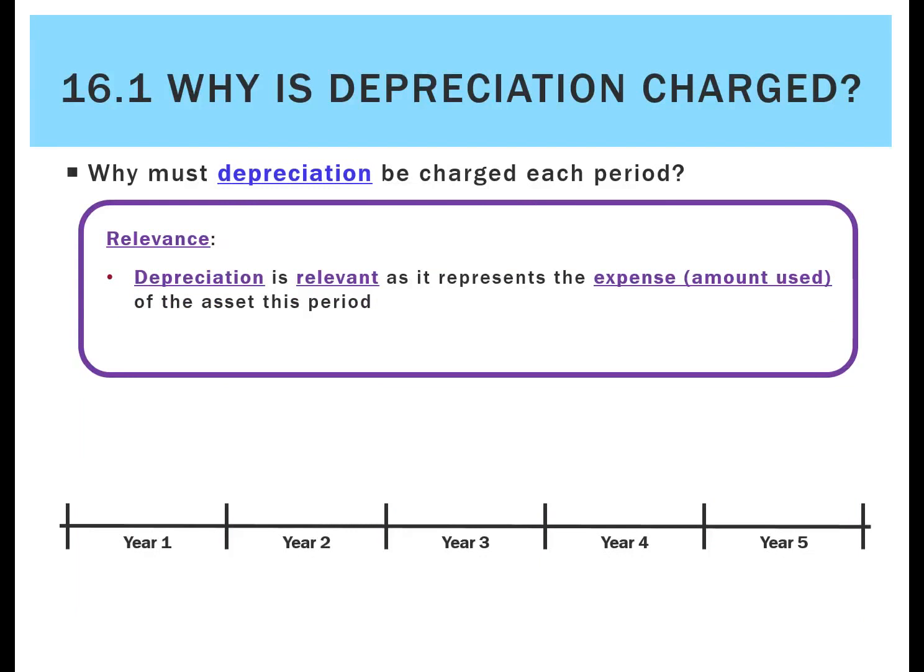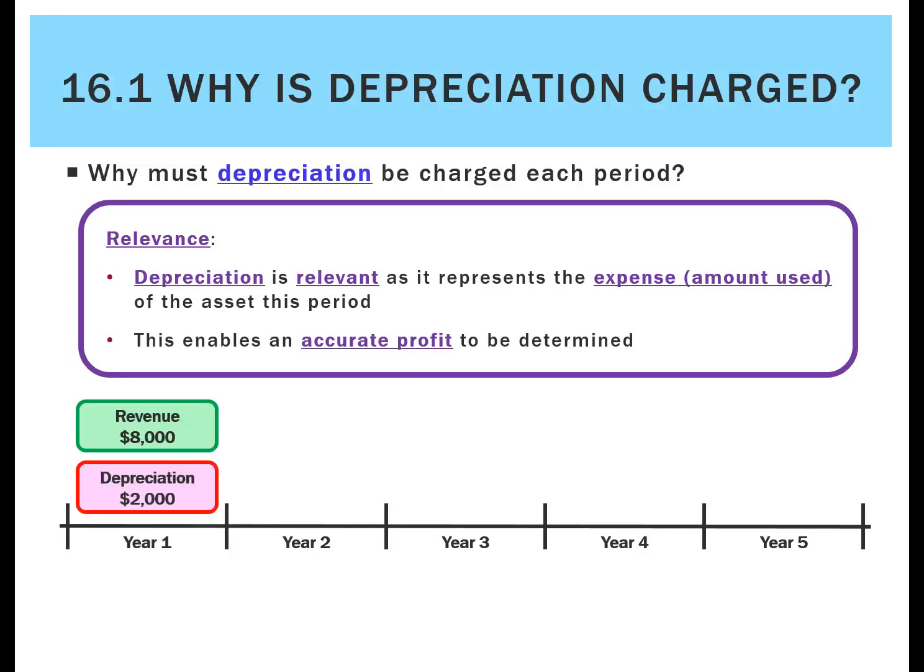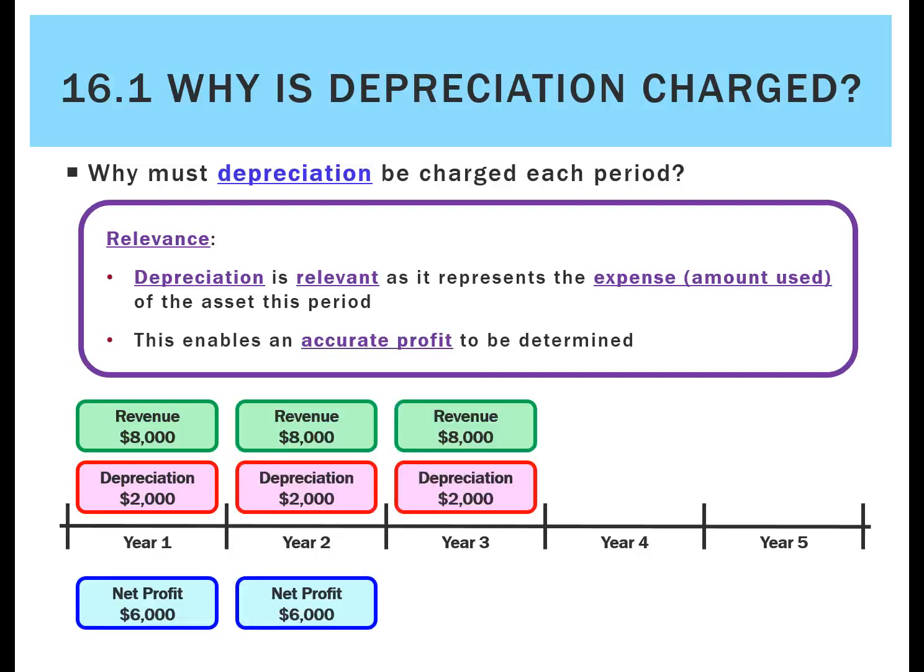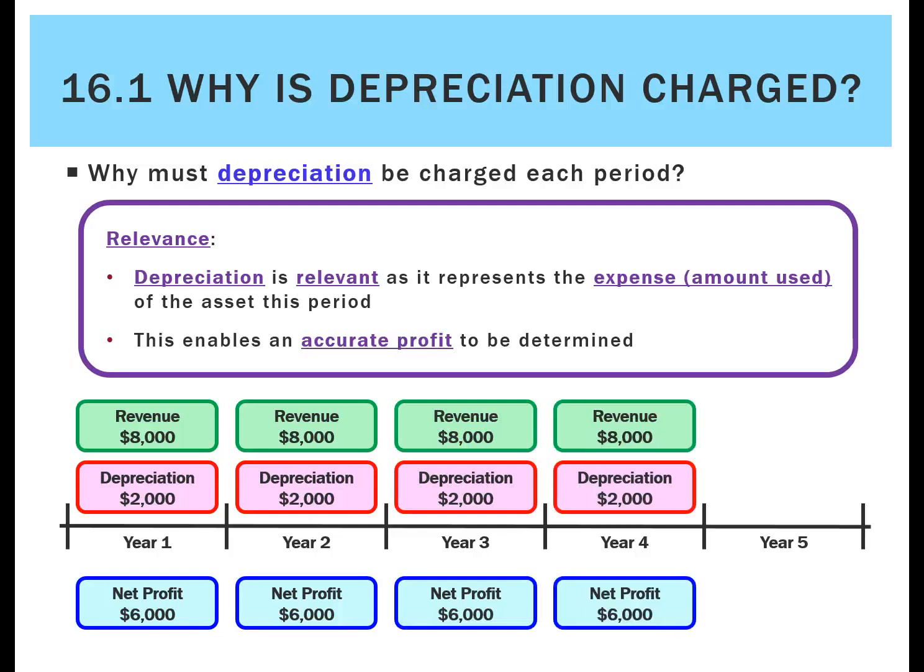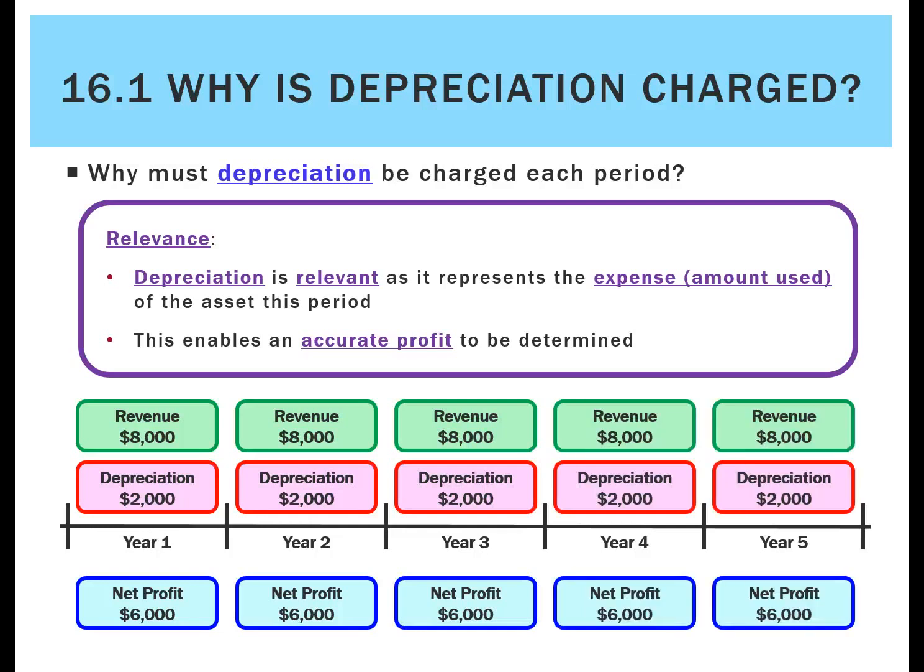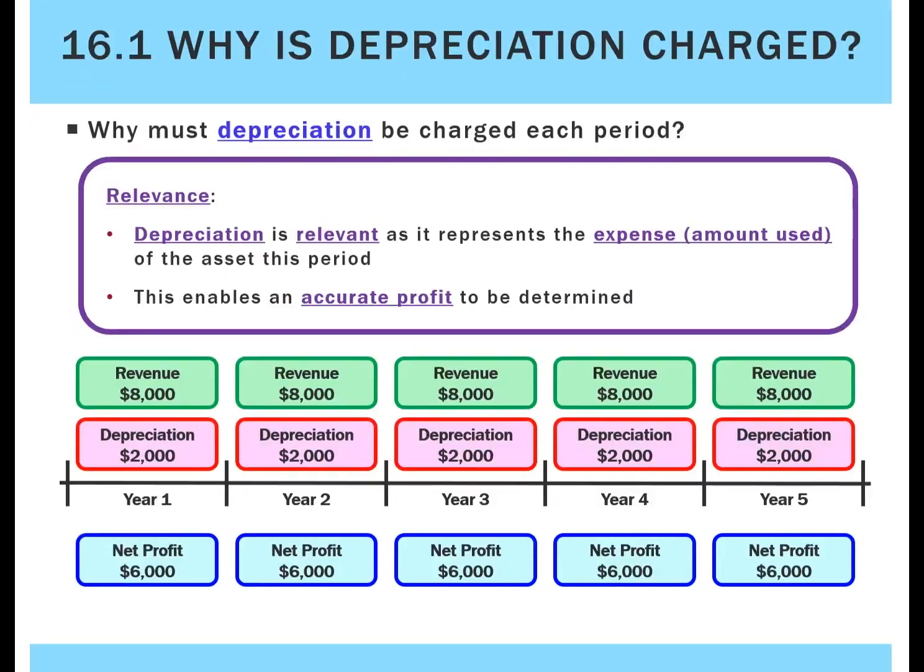The other theory that tells us to charge depreciation is relevance. Depreciation is relevant because it represents the expense of using an asset, and that basically means we're going to calculate an accurate profit. So if we didn't charge depreciation or we charged too much, our profit's going to be wrong. So looking at the example we used, we said revenue was $8,000 with the van, we depreciated $2,000, that's a net profit of $6,000. So each year we're matching the correct amount of revenues with the correct amount of expenses, and we're getting an accurate net profit from using the van.